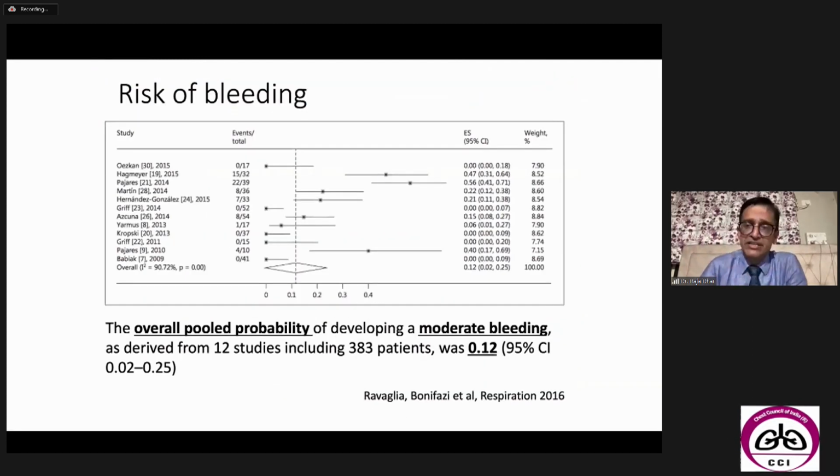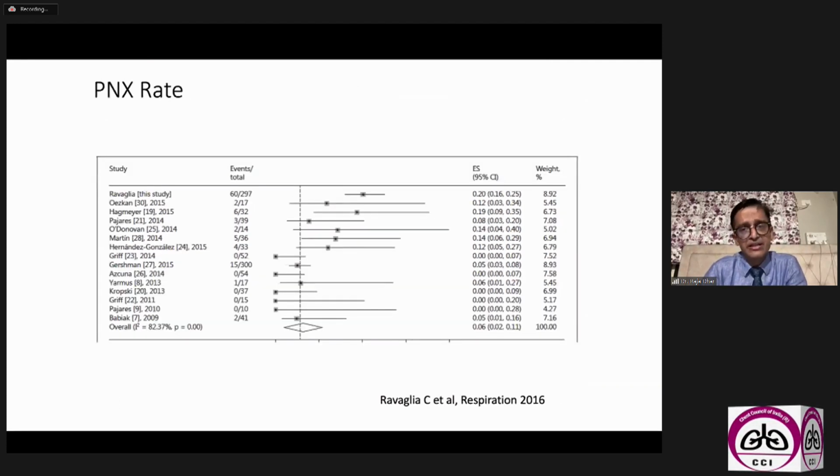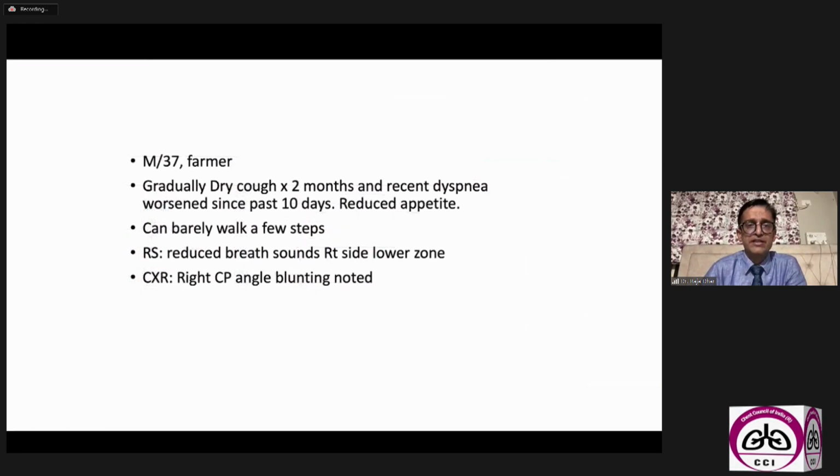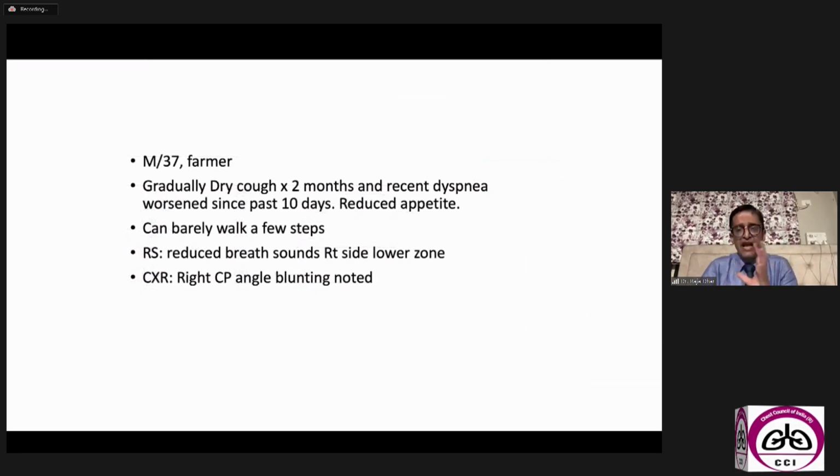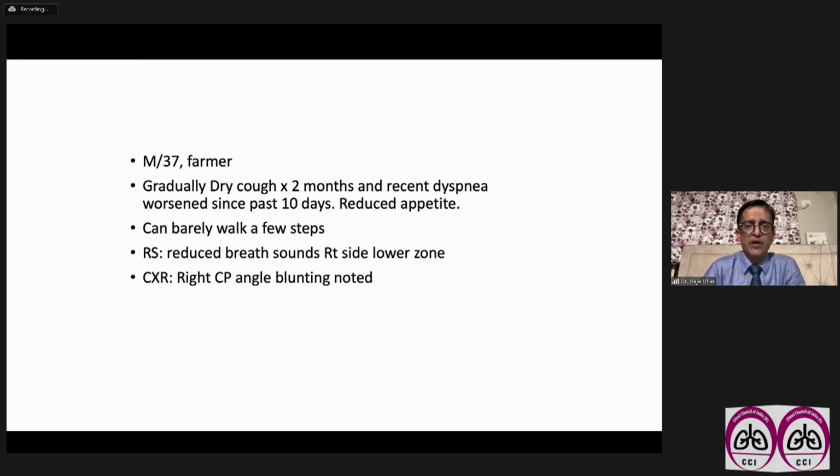So the two important risks that you think about in these individuals, the reason you need good training to do this procedure, are the risk of bleeding, which is somewhere around 6 to 7% if you look at the meta-analysis, and the risk of pneumothorax, which is somewhere between 15 to 20% based on the meta-analysis published in 2016. For the last 5 minutes, let me take you quickly through a couple more cases.